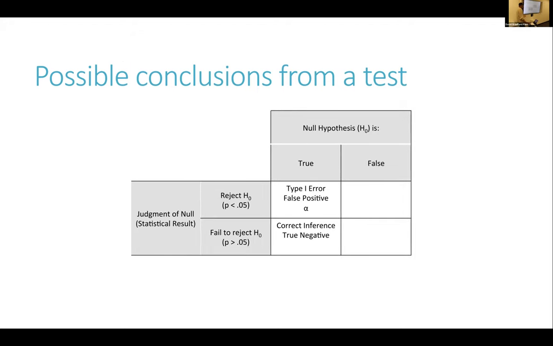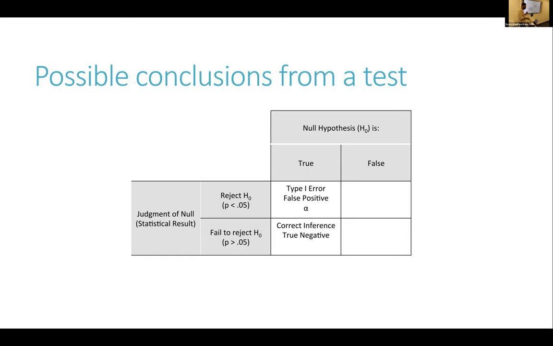So when you're setting your alpha value, you're looking at this quantity: assuming the null hypothesis is true, p is less than 0.05, there's a 5% chance that I reject the null hypothesis.